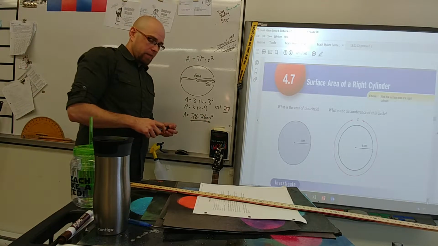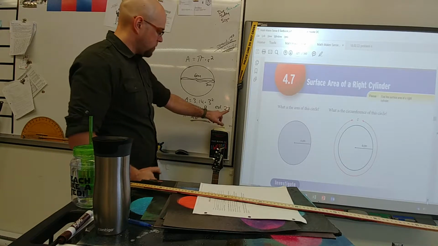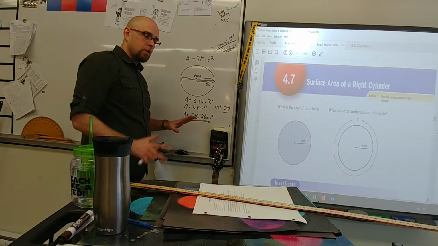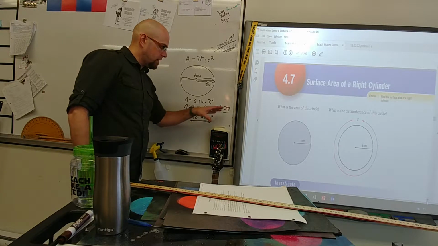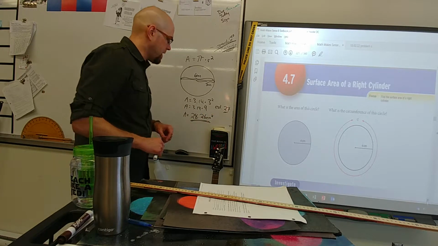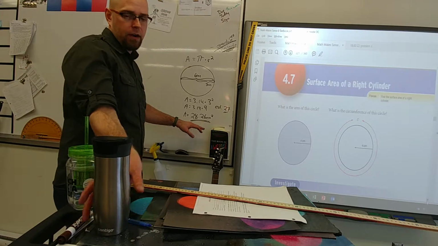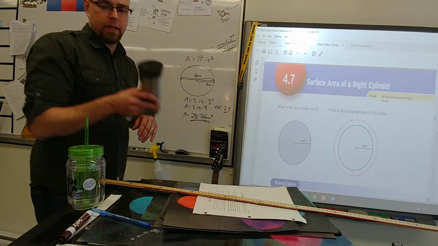Now I compare to my estimate. Is it reasonably close? My estimate was 27, I got 28.26, reasonably close. If I got 282.6, then I would know we've got a bit of a disconnect. So now we figured out the area of the top of my cylinder.